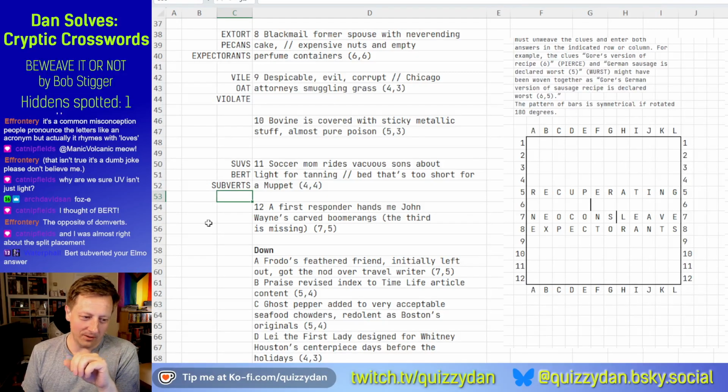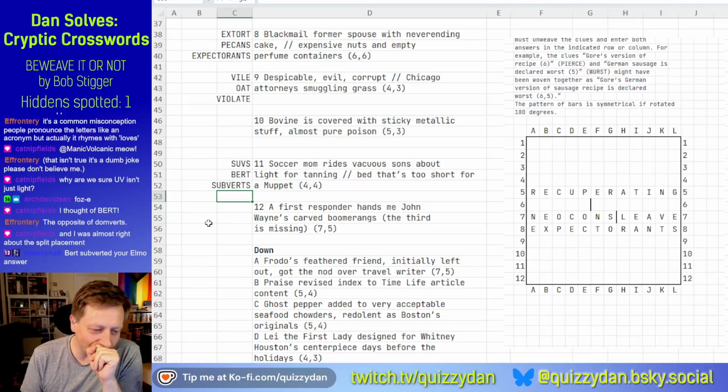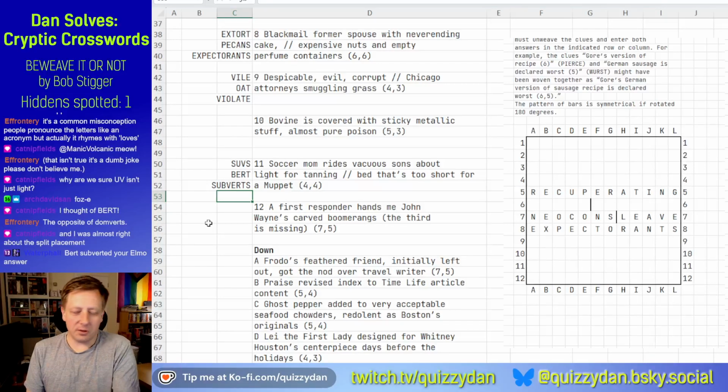A first responder hands me John Wayne's carved boomerangs. The third is missing. Okay. First responder EMT.